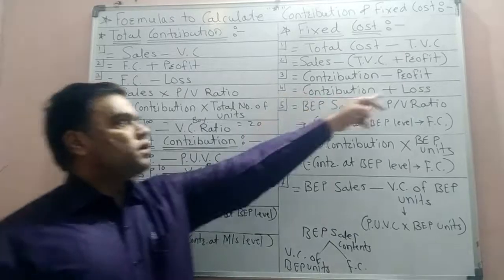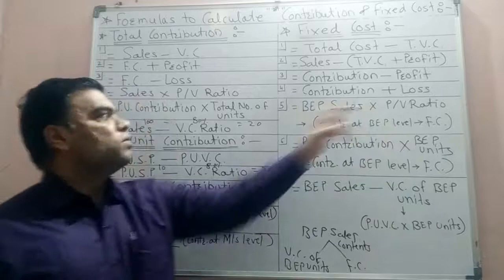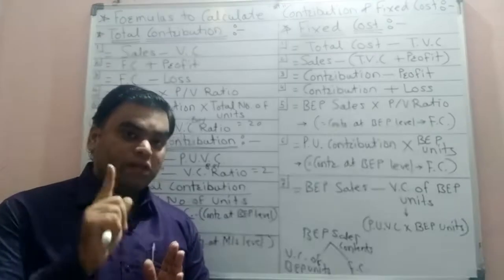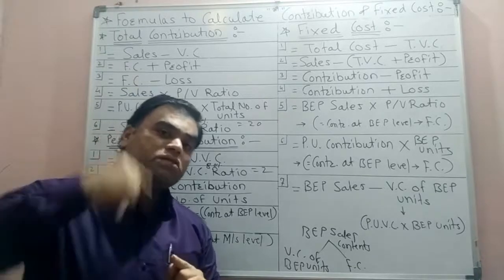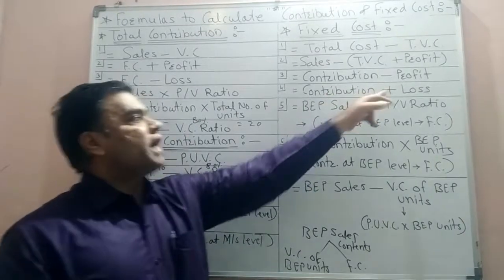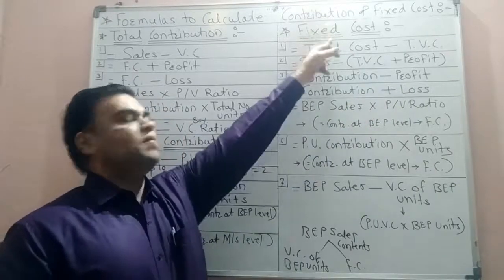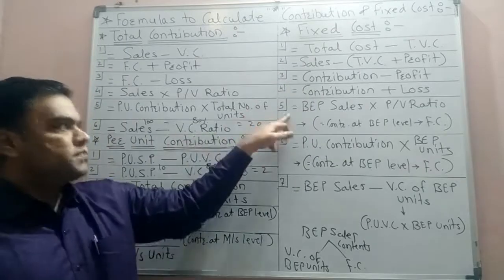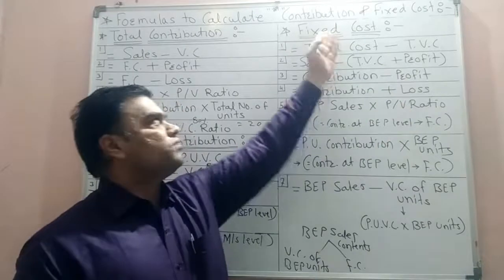Next, contribution plus loss is equal to fixed cost. Why? As we know, loss is the difference between contribution and fixed cost when fixed cost is greater than contribution. That's why if we add the amount of loss to the amount of contribution, then we get the amount of total fixed cost. Then the fifth formula, BEP sales into PV ratio is equal to fixed cost.